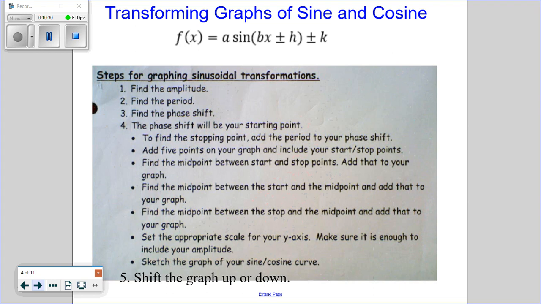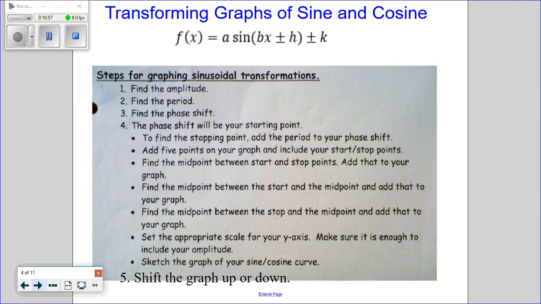All right, so how do we transform these? So we are still using the same transformations that we learned with our other parent functions, like A is a vertical stretch or compression. If A is negative, the graph is flipped over the x-axis. B is a horizontal stretch or compression. If B is negative, the graph is flipped over the y-axis. H is your shift to the left or right, and K is your shift up or down.